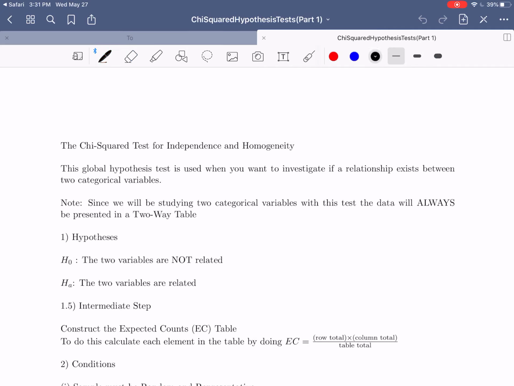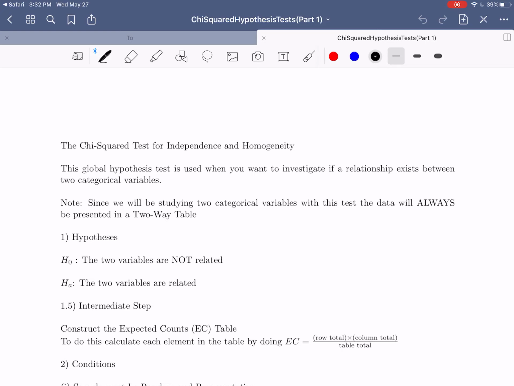In today's video, we're going to be moving on to a new type of hypothesis test called the chi-squared test for independence and homogeneity. The chi-squared test for independence and homogeneity is not only a new hypothesis test for us, but it's actually a new type of hypothesis test in general. It is what is called a global hypothesis test.